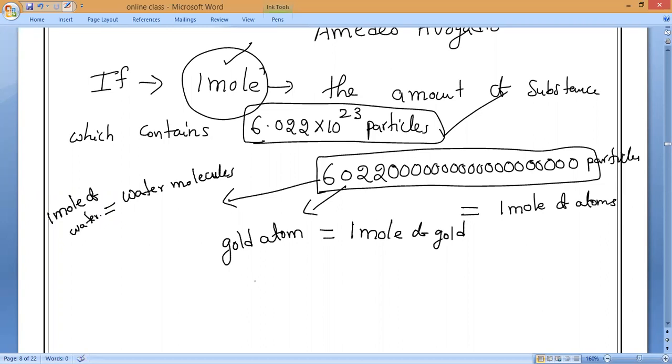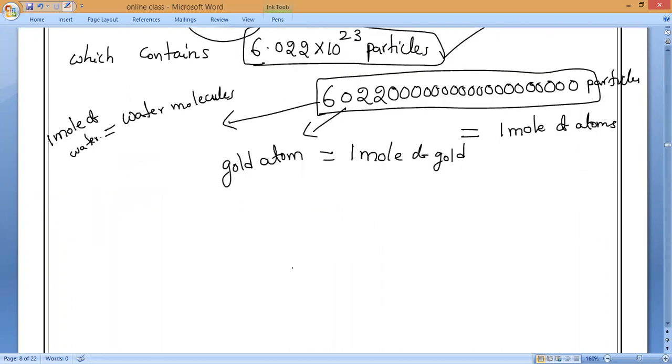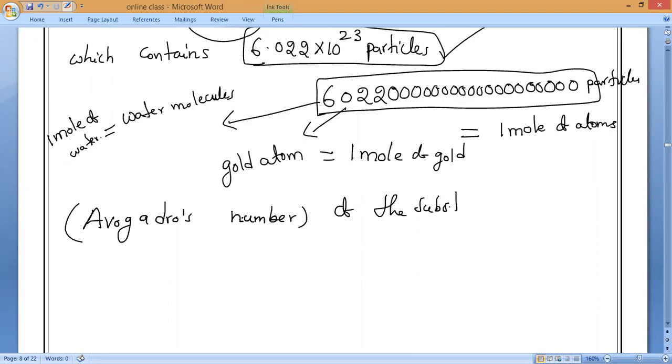So this is called Avogadro's number. Please write it, everybody: Avogadro's number of a substance. You all should learn this. Then from here I will continue and teach you the remaining things in our next class. See, here I am saying atoms, here I am saying molecules. Both are the same only.